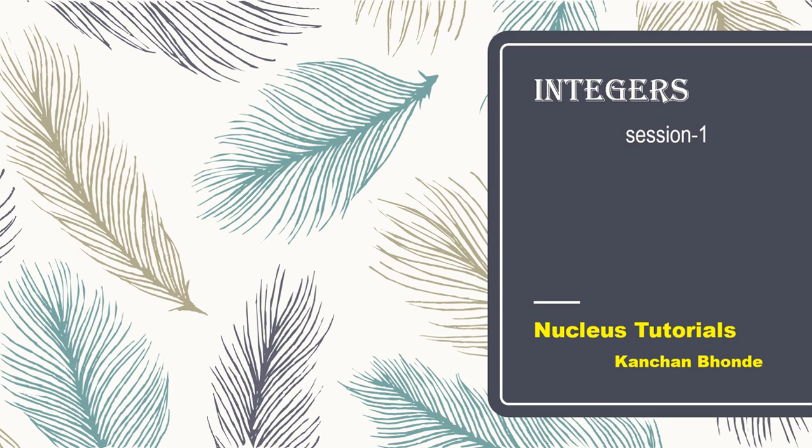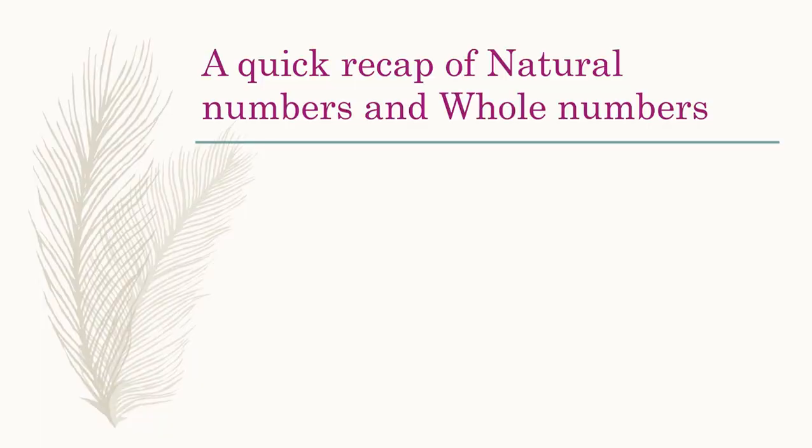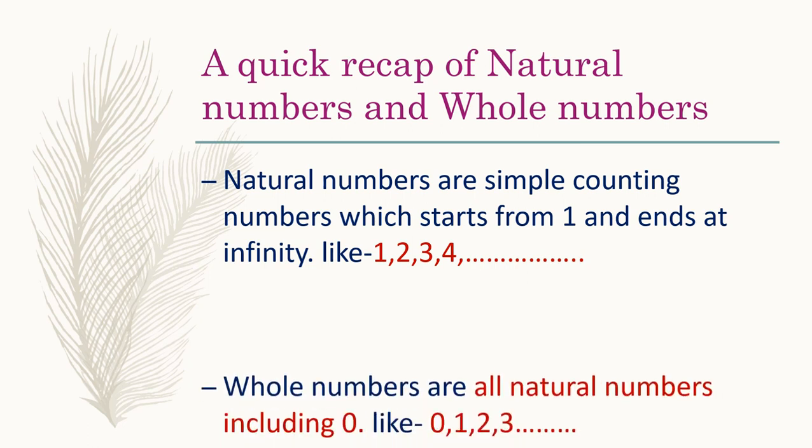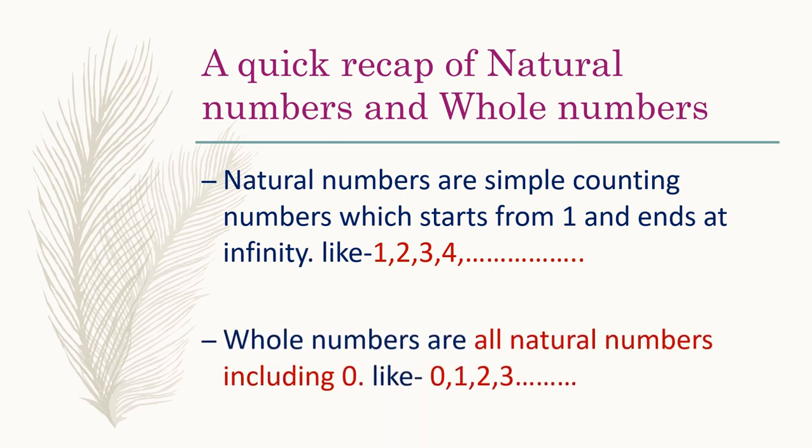In this session of integers, I will explain the basics of integers. First, we will take a quick recap of natural numbers and whole numbers. Natural numbers are simple counting numbers which start from 1 and end at infinity, like 1, 2, 3, 4 and so on. These numbers generally we use for counting and ordering. Whole numbers are all natural numbers including 0, like 0, 1, 2, 3, 4, 5, 6 and so on.